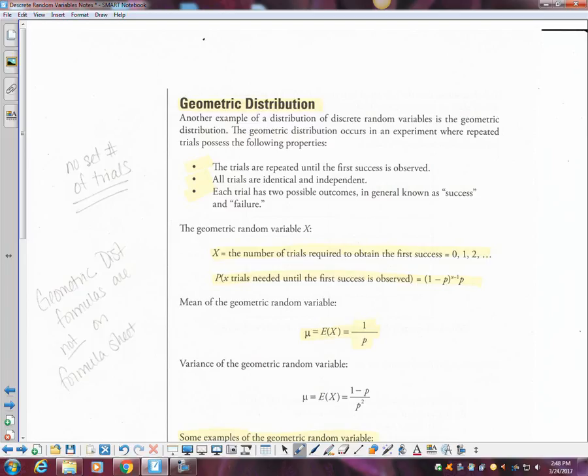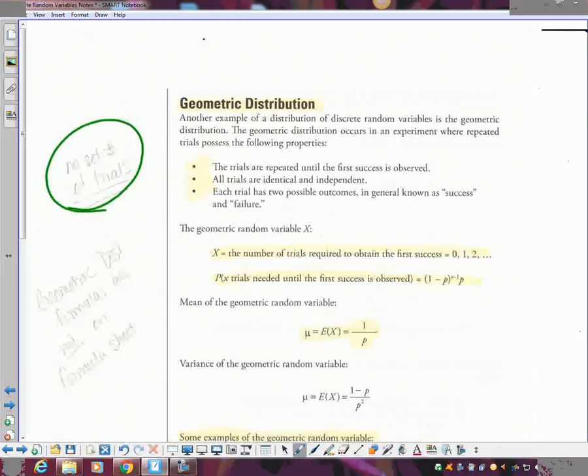But the big kicker, and this is a great multiple choice question, is no set number of trials. I could be out there shooting basketball for hours if that's how long it takes me to make one, or I could go out there and hit the first one and be done. So X is not the number of, or like your N is the number of trials. Here, X is the number of trials required to obtain the first success. So here's the deal, and I don't like thinking of it like this.